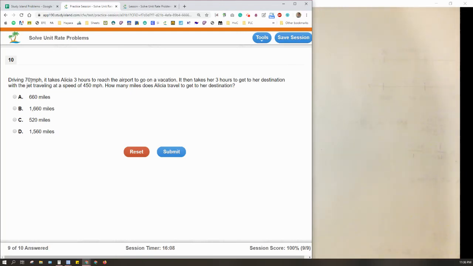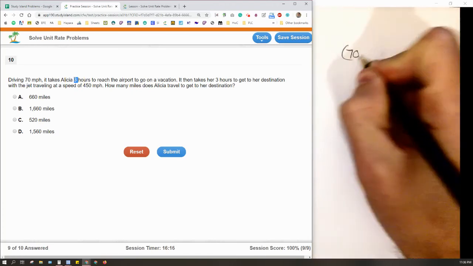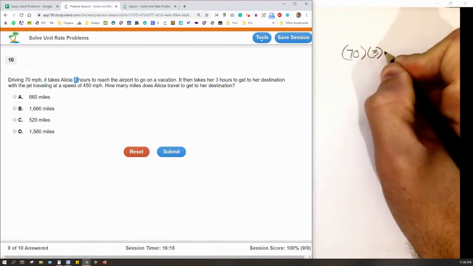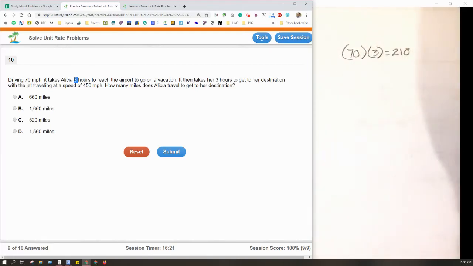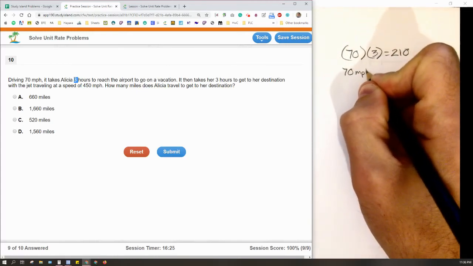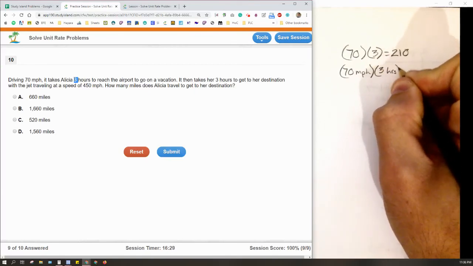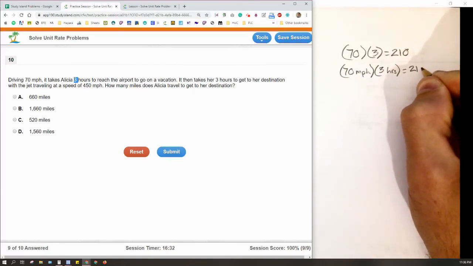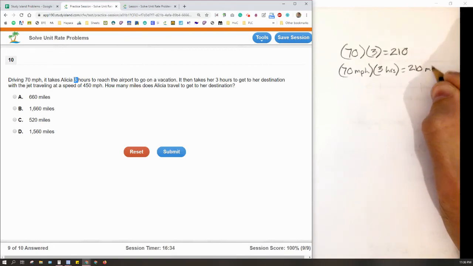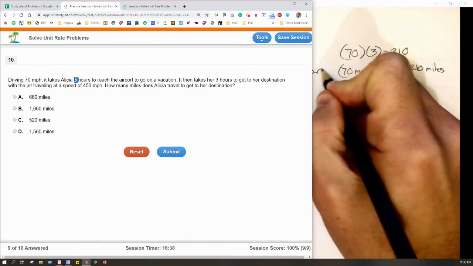So let's start with driving. She drives 70 miles per hour for 3 hours. So we've got 70 times 3, 70 miles per hour times 3 hours is 210. Let's go ahead and write that with the units. I've got 70 miles per hour multiplied by 3 hours is going to be 210 miles. So that's the car.